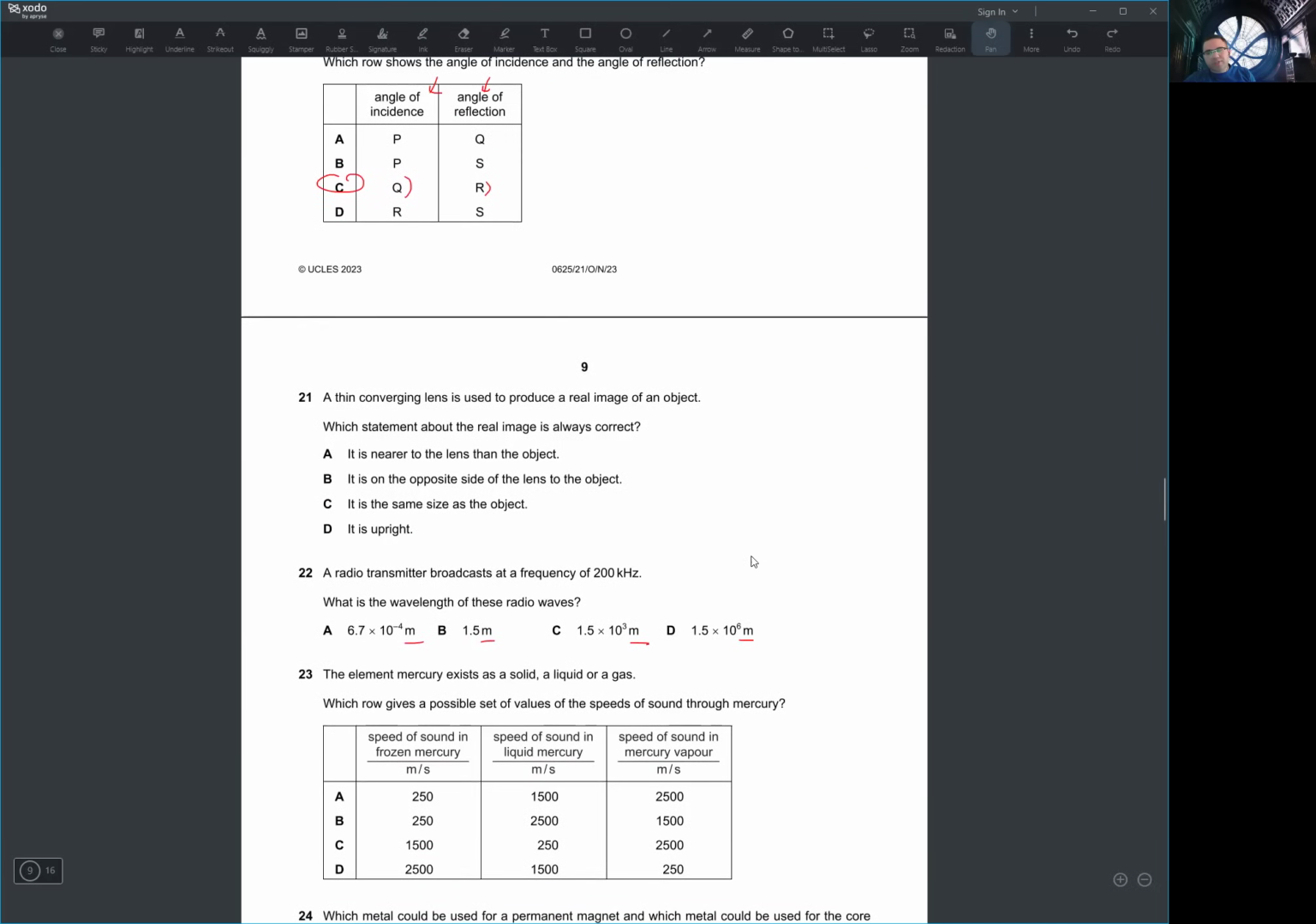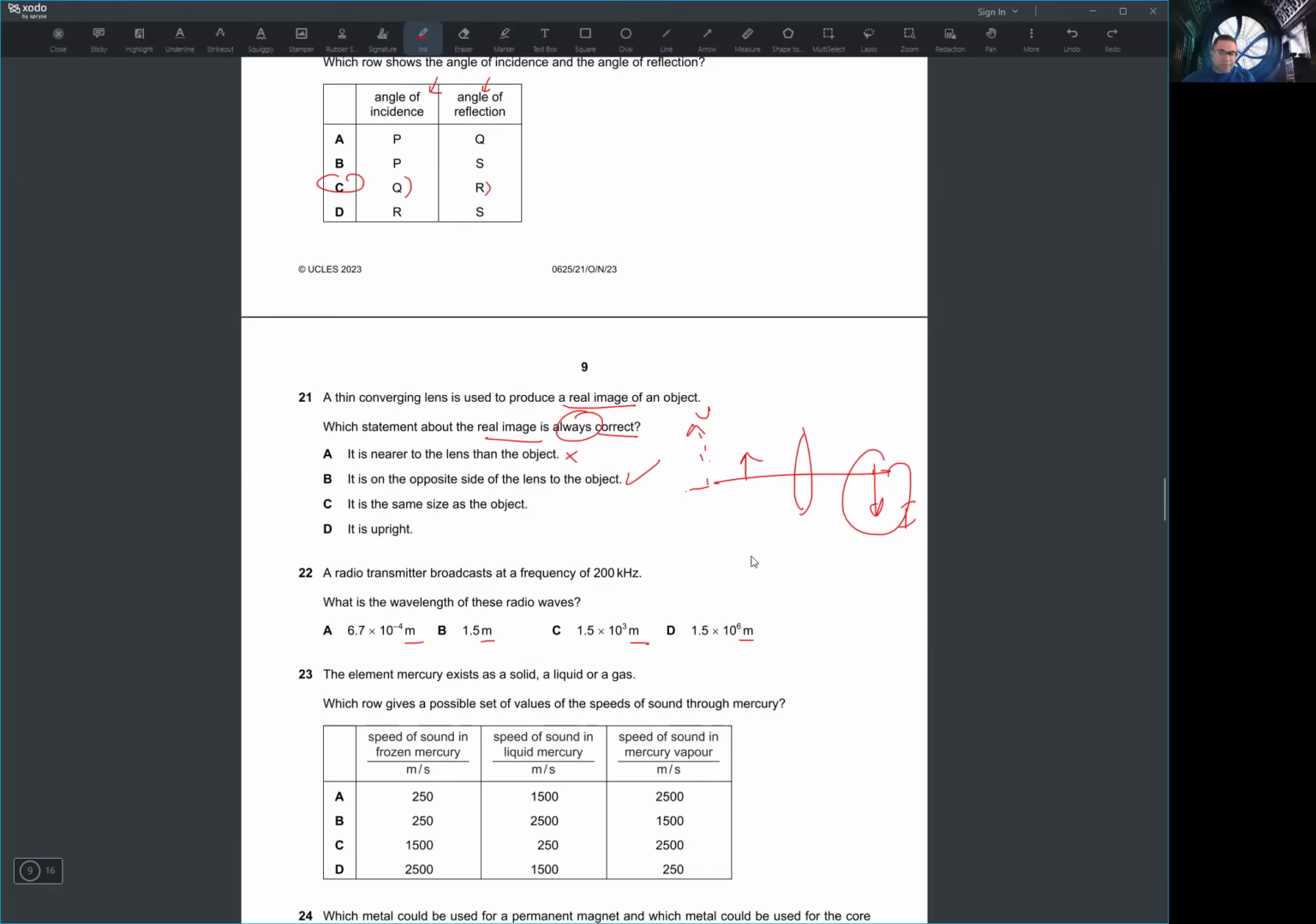21. A thin converging lens is used to produce a real image of an object. Which statement about the real image is correct? It is nearer to the lens than the object. Always? Is this always correct? Sides, far sides, close. It's not always correct. It is on the opposite side of the lens to the object. So if this is the object, the image must be this way, here, on the other side. Yes, because virtual is on the same side. Real image is always on the other side.